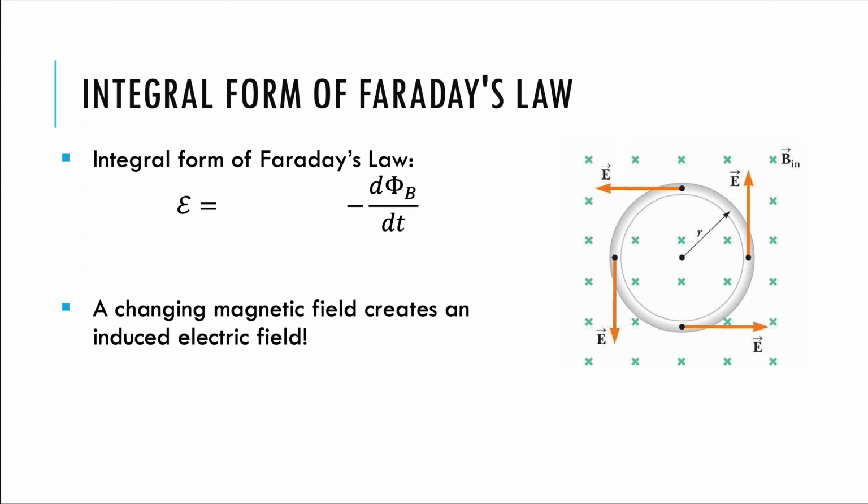We've seen Faraday's law, and it tells us that the EMF induced in a loop is equal to the negative rate of change of the magnetic flux through that loop. What we're going to do in this video is rewrite Faraday's law in a slightly different form called the integral form.